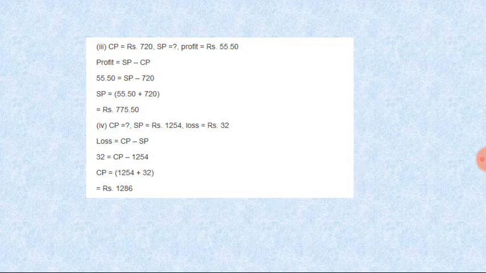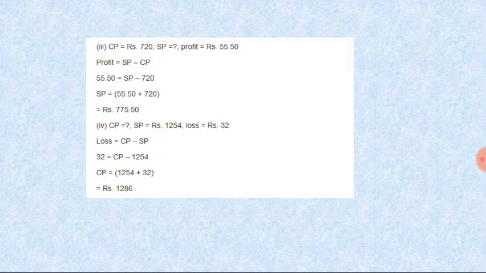Cost price equals rupees 720. What is SP? Profit is rupees 55.50. Already you know that profit is equal to SP minus CP. What is SP? We don't know, so we find it. Profit value 55.50 equals SP minus 720. So SP equals 55.50 plus 720, which is rupees 775.50. The selling price is 775.50. Now the fourth sum: what is the cost price?